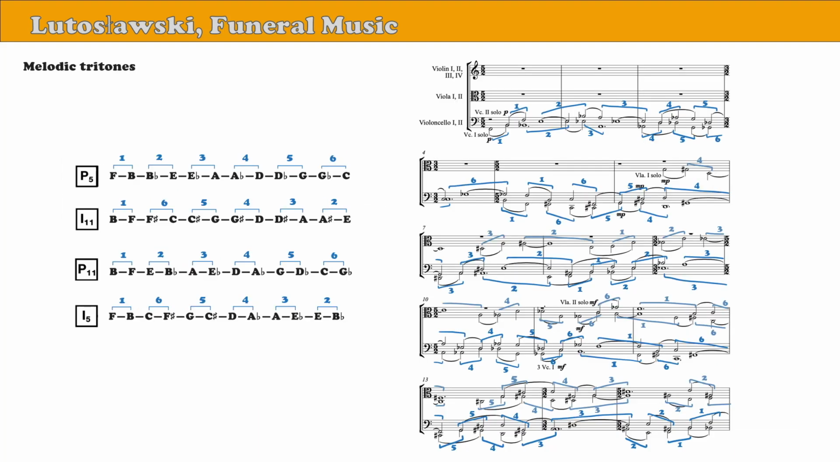Let's focus on the melodic tritones. P5 can be understood to consist of the 6 different tritones, which I have numbered 1 through 6. P11 has the same tritones in the same order, but the notes within each tritone are reversed. The 2 I forms also have the same 6 tritones, but not in the same order.